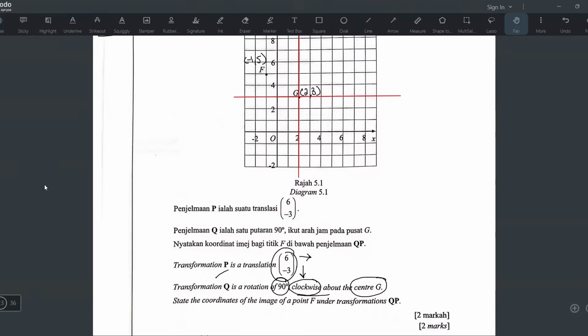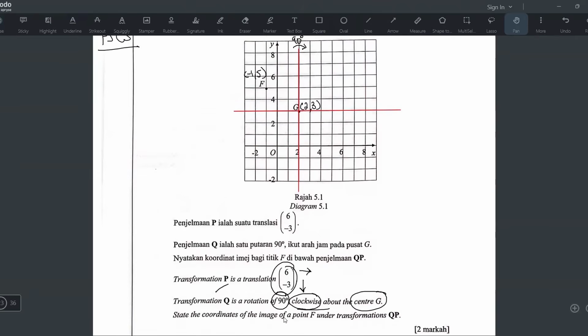Okay, now this baris is very important because it's telling you who's the object, who's the image. So they said state the coordinate of image of F under transformation QP. That means F is the object. If they want to find image of F, means F is the object. So later you have to start from F.